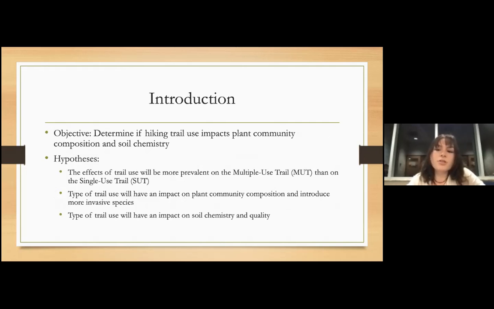So to introduce our research process, the objective of the research was to determine if the hiking trail use impacts the plant community composition and soil chemistry. And the hypotheses that we had about this study were that the effects of the trails will be more prevalent on the multiple use trail than on the single use trail, and that the type of trail use will have an impact on the plant community composition and introduce more invasive species, and that the type of trail use will have an impact on soil chemistry and quality.